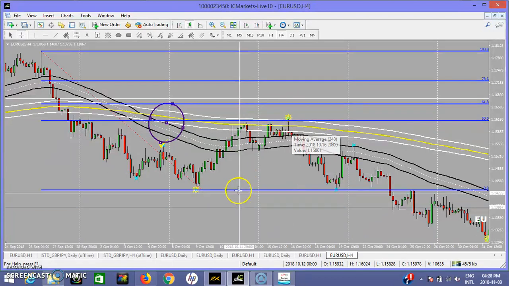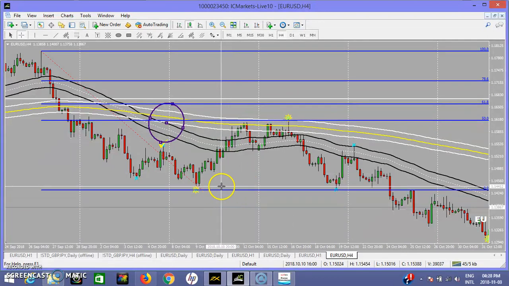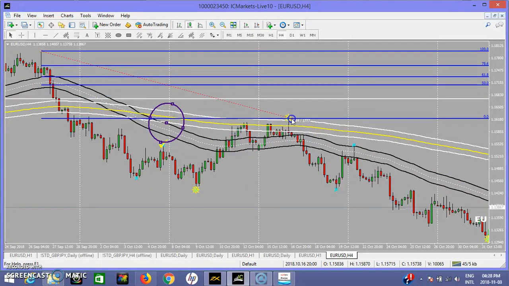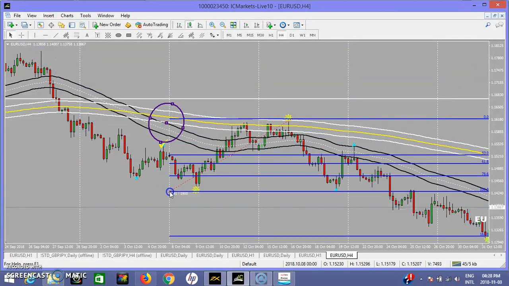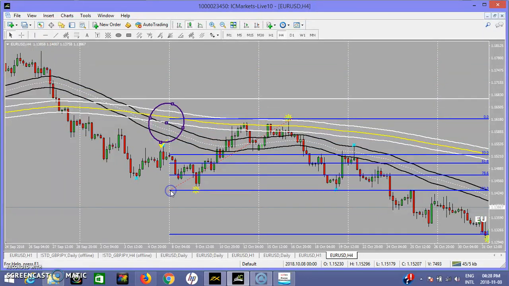Then your TP, remember, is the last lower low, then the 161. Remember how to get the 161. You turn over your Fibonacci. You take the 0 to your entry, which was this high here, where you entered. Then you drag the 100 to the last lower low. Then you'll get your 161.